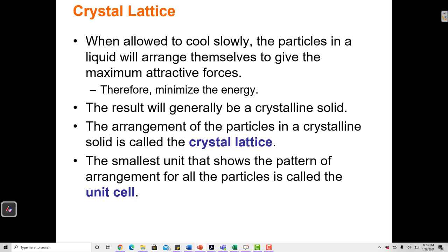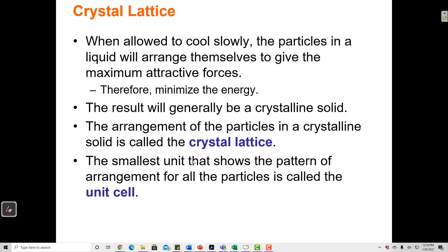If the smallest repeating pattern in a solid structure is repeated again and again, we call that a crystal, and we know that it's a crystal because we can actually see the structure macroscopically. So quartz crystals look like hexagonal crystals, and sodium chloride crystals look like cubic crystals. The smallest unit that shows the pattern of arrangement for all of the particles is called the unit cell.